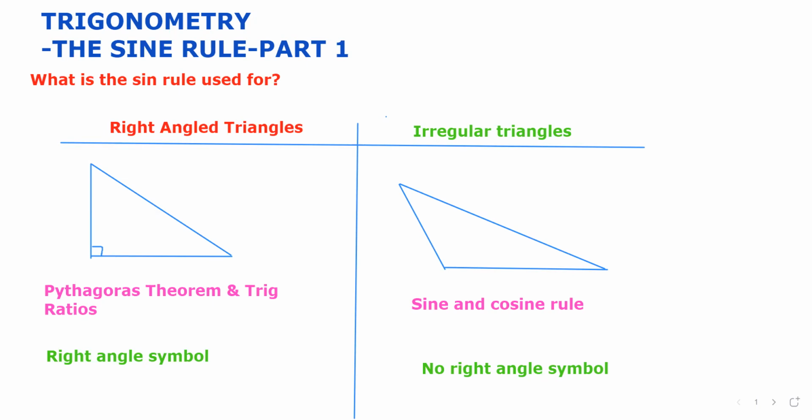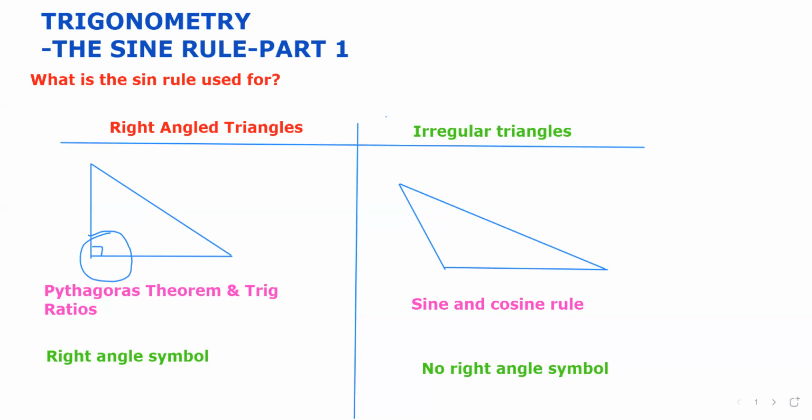An easy way to know if it's a right angle triangle is that we'll have a right angle symbol. The right angle symbol is just this box thing here. That's how you'll know it's a right angle triangle. If it doesn't have one of those, it's not a right angle triangle. We call it an irregular triangle. So that is something you could look out for. If it doesn't have that little box, it's not a right angle triangle, meaning you cannot use Pythagoras theorem and trig ratios to calculate any sides or angles in it.